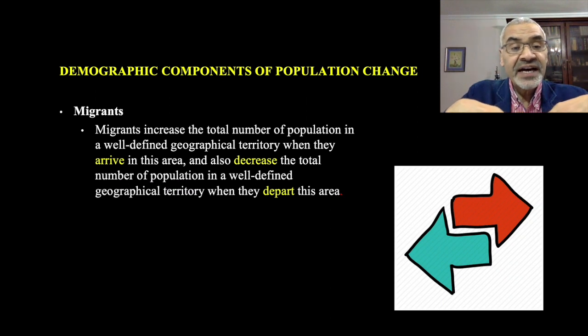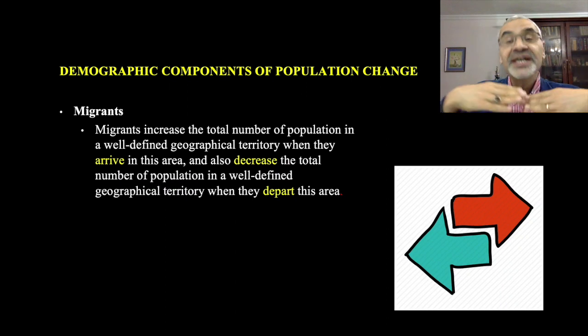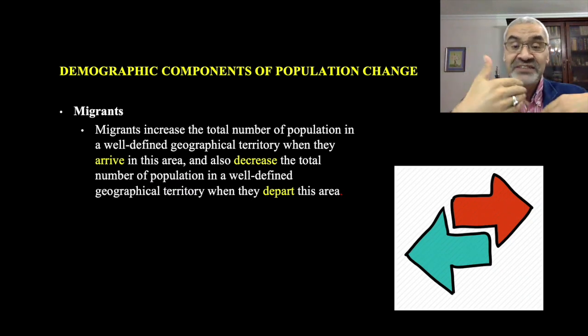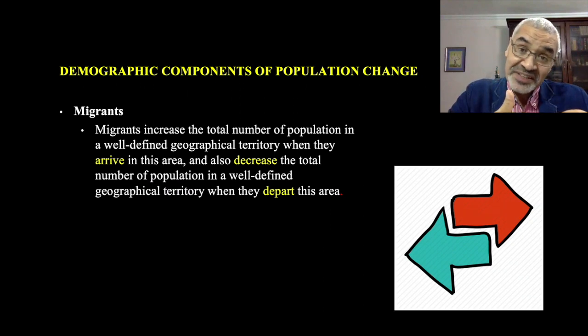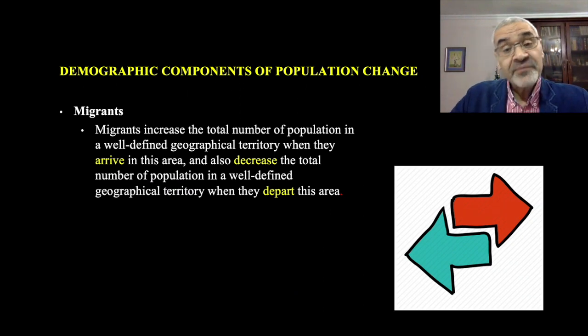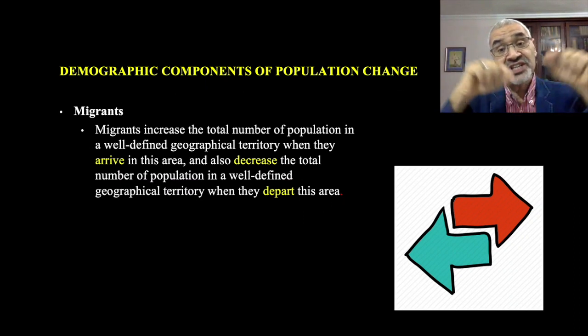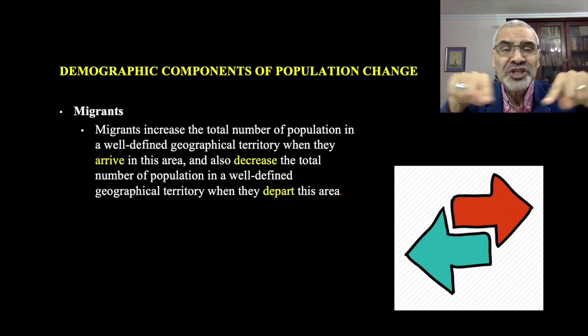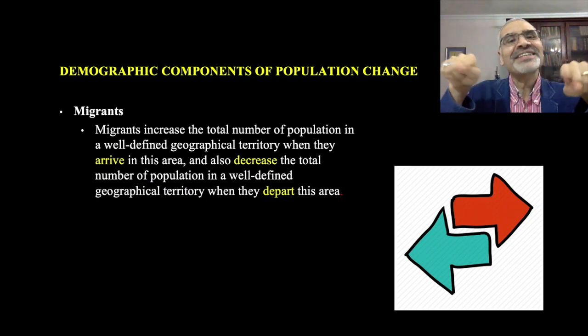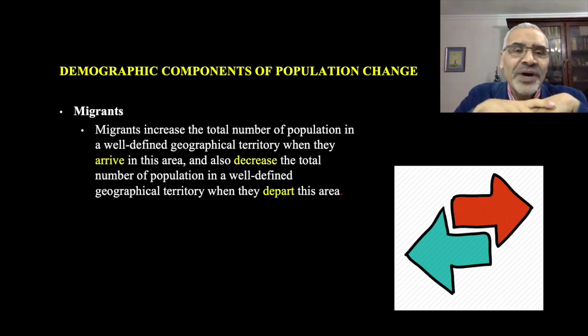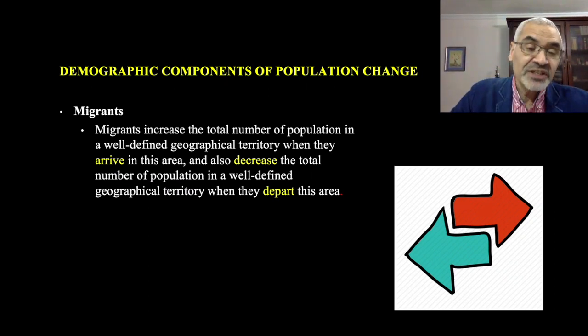And also migration decreases the total number of population in a well-defined geographical territory when they depart this area. So when they leave a specific area they are considered as deaths, and when they arrive in another area, they are considered as births. So in the trilogy of population change, births, deaths, and migration, migration is acting the same as the two other wings of the population dynamics.